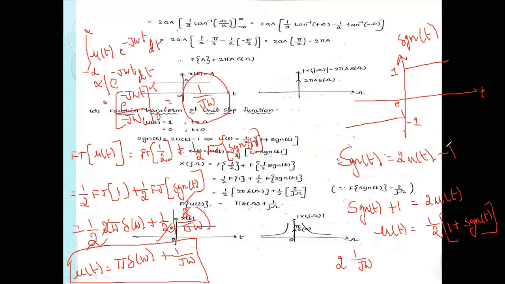When I am not considered, that is the Fourier transformation of 1 here. It is 2 by j omega, simply the Fourier transformation of the signum function. And the Fourier transformation of a constant is 2 pi delta omega. So the u of t changes to pi delta omega plus 1 by j omega, and the signum function is also 2 by j omega. Got it?